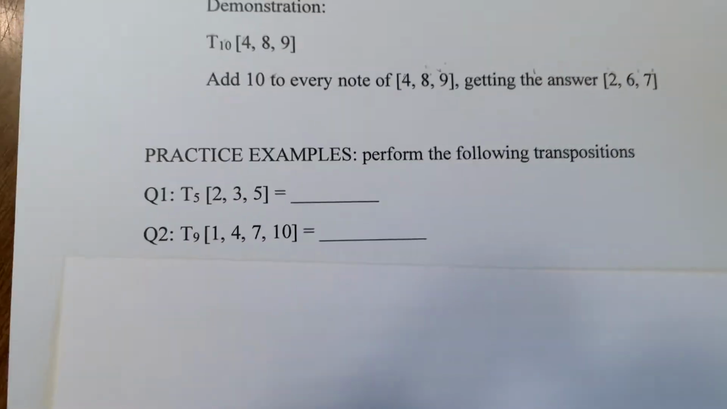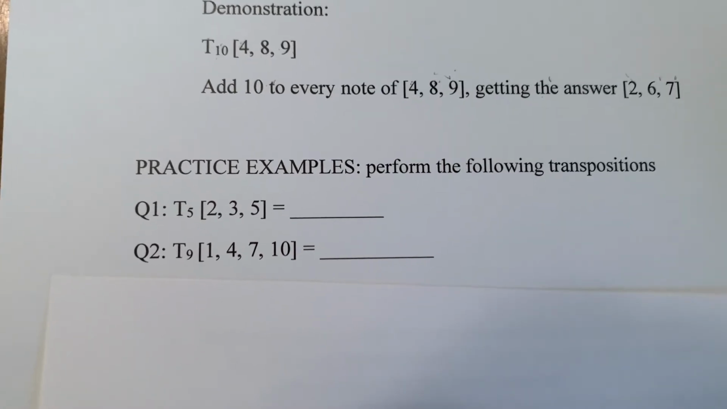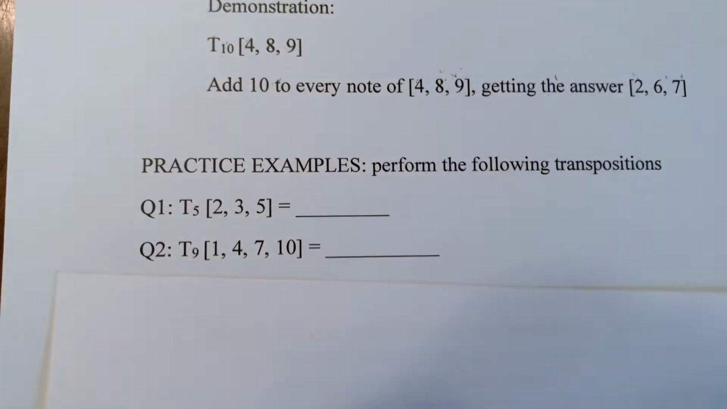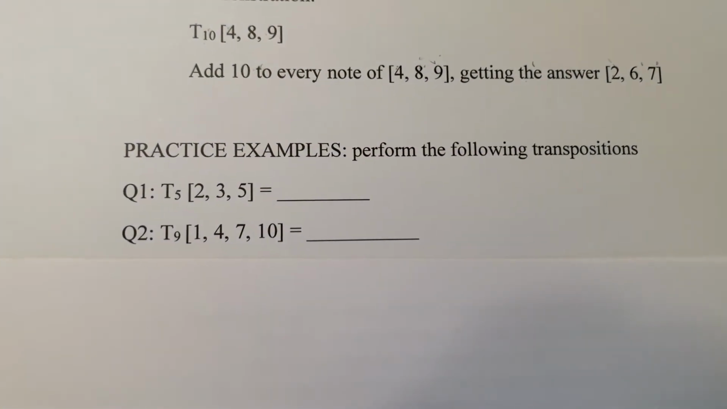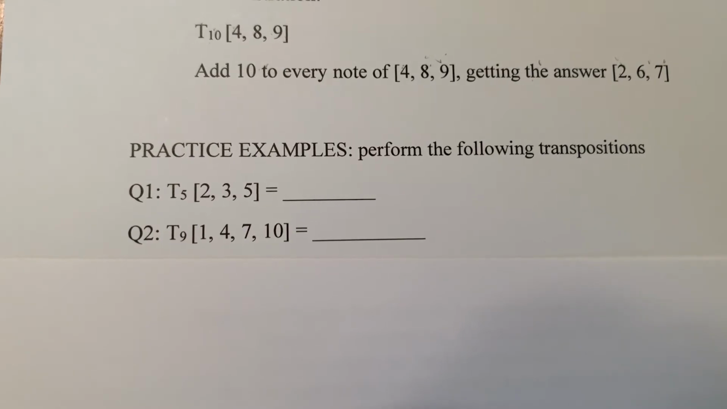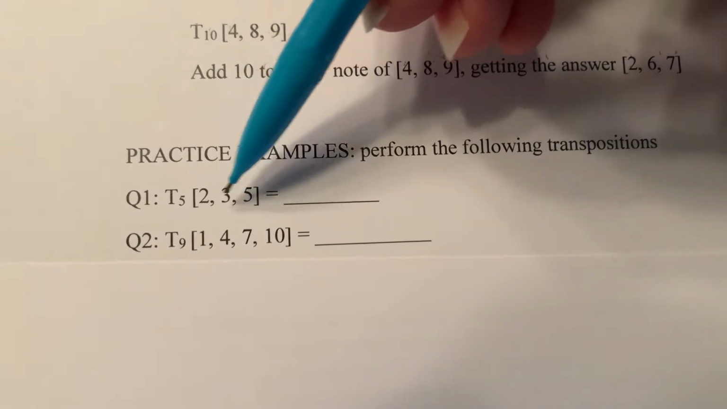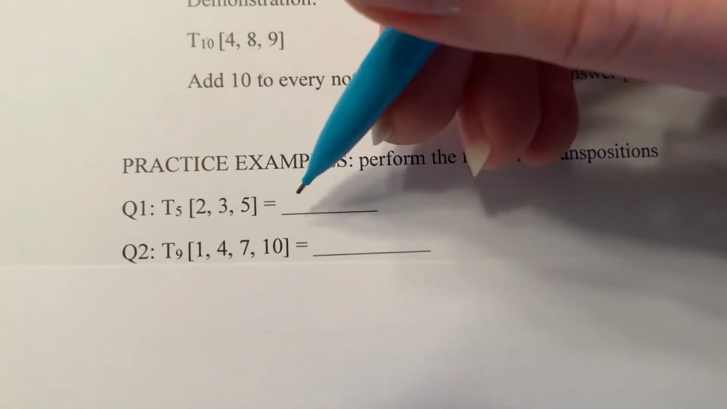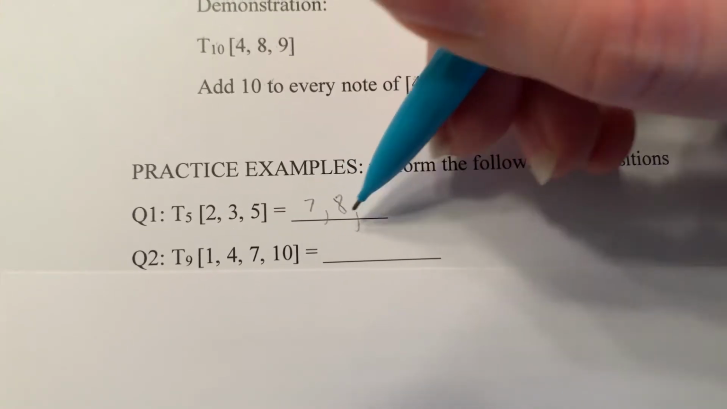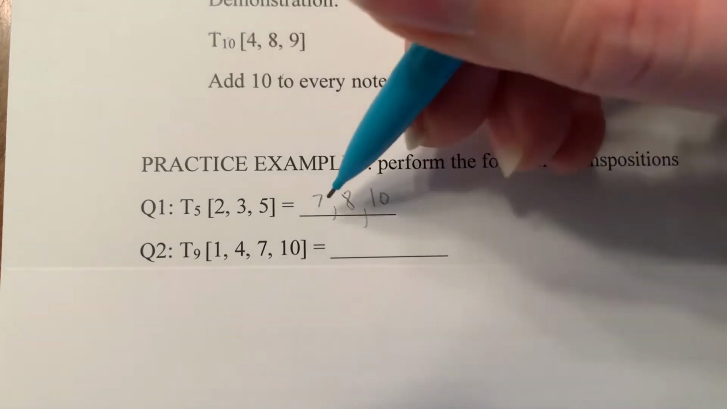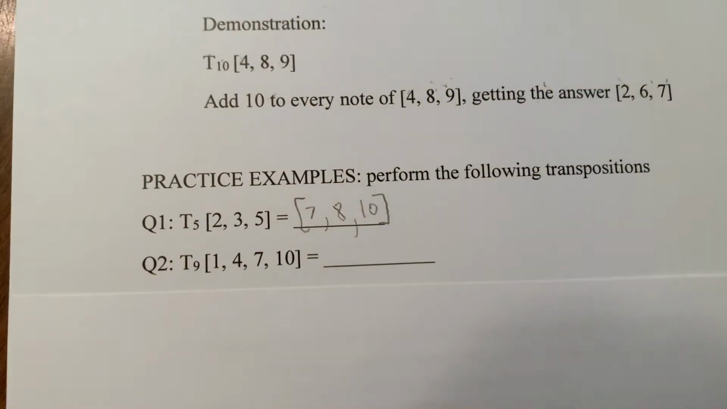All right, let's try a couple for practice. T5 of 2, 3, 5, and T9 of 1, 4, 7, 9. Let me give you 30 seconds or so to work on this. I'll pause the video. All right, so the answer to this first one, I'm going to add 5 to each number. So 2 plus 5 is 7, 3 plus 5 is 8, 5 plus 5 is 10, and there's my answer. So again, this is not too difficult, is it?